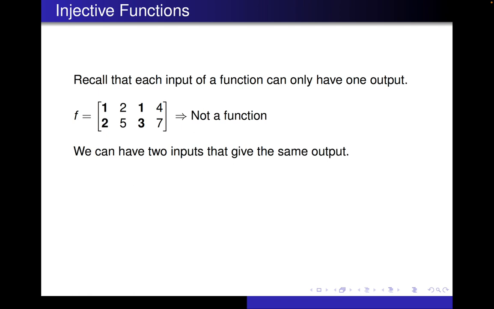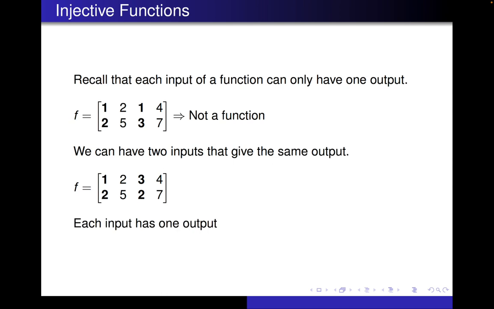Now, it is possible to have two inputs that give the same output. That's not contradicting any kind of function definition. So if we have something like this where the inputs are 1, 2, 3, and 4, look at the first and third columns. There you have f of 1 is equal to 2 and f of 3 is equal to 2. That's okay. f is still a function. Each input has only one output, even though you have an output that is associated with two inputs.